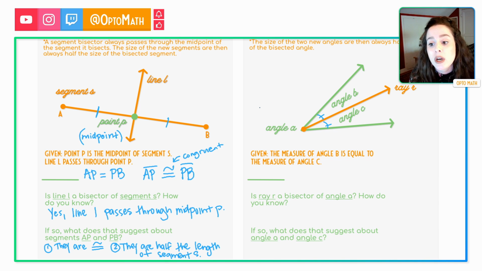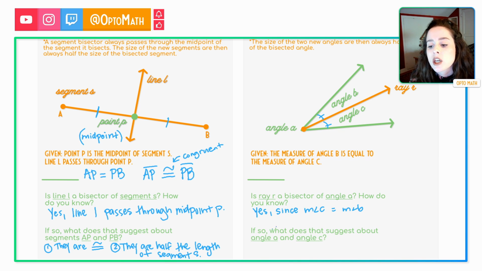Let's take a look at these questions. Is ray R a bisector of angle A? We just said that it is, and we know that because it satisfies this example here. The size of the two new angles are equal, and we know that from our given information. We can say yes, since the measure of angle C equals the measure of angle B. C and B are equal, and it tells us that in our given information.